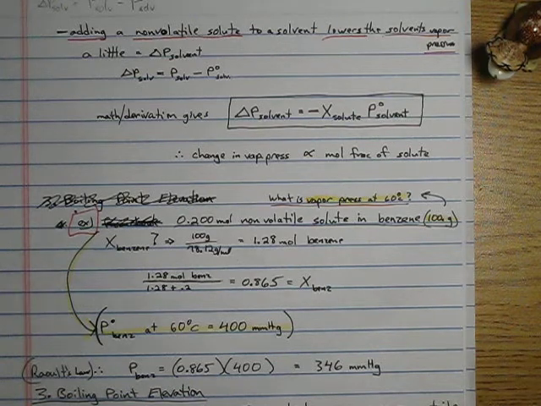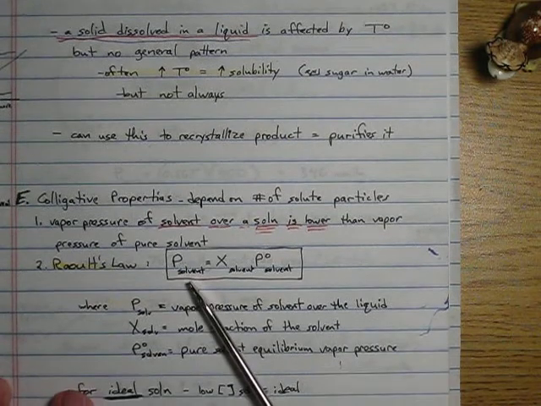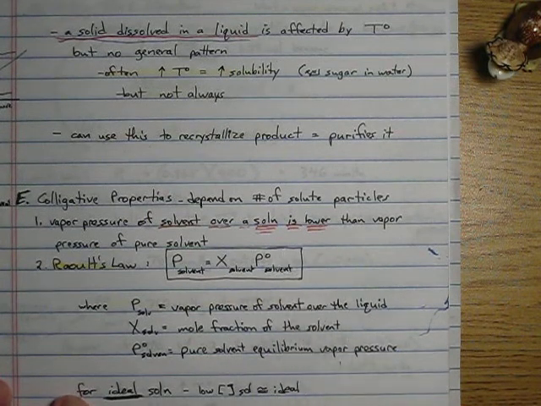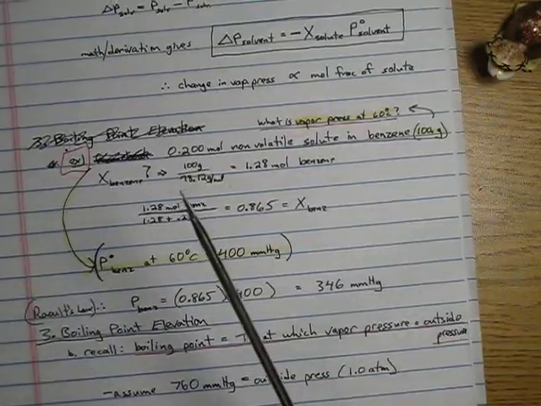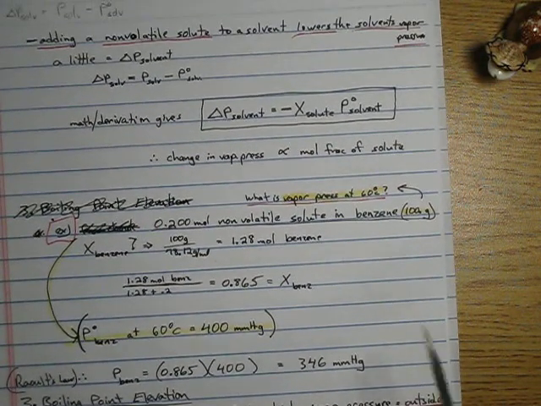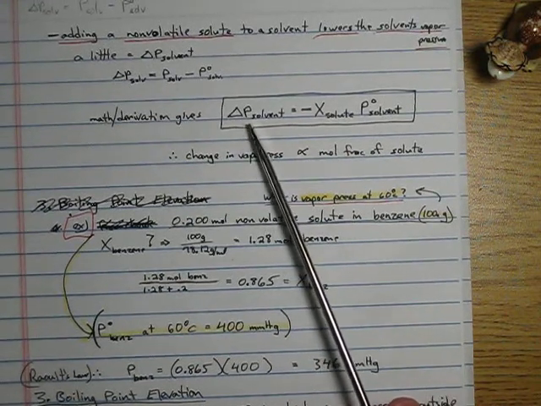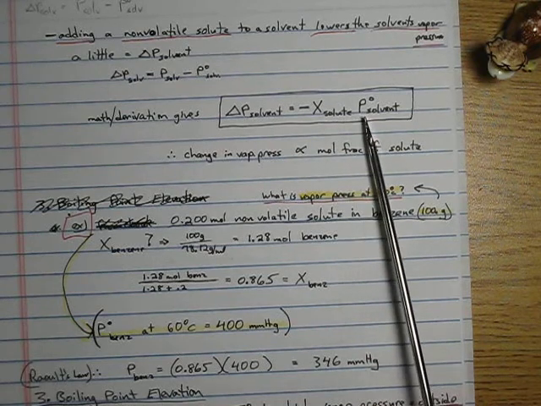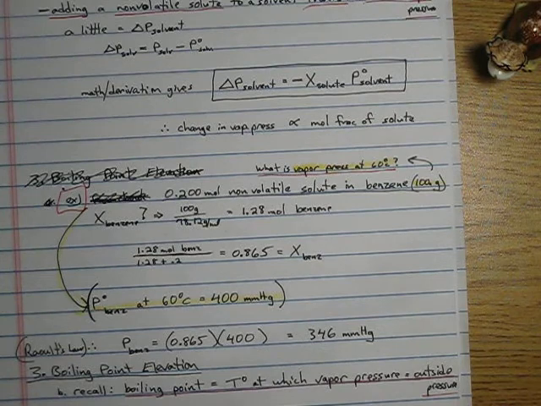Note, let's not be confused. Raoult's law is the vapor pressure of the solvent equals the mole fraction of the solvent times the original vapor pressure of the solvent. This equation here is just a derivation where we're going to look at the mole fraction of the solute. And so the change in vapor pressure of the solvent is the negative mole fraction of the solute times the original vapor pressure of the solvent. All right.